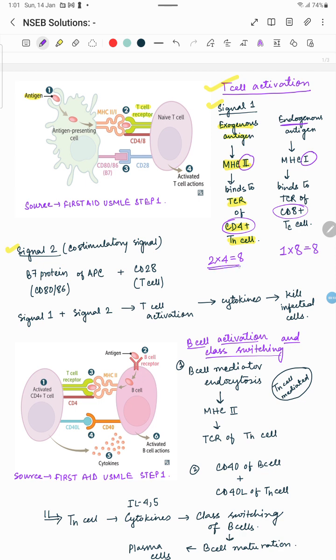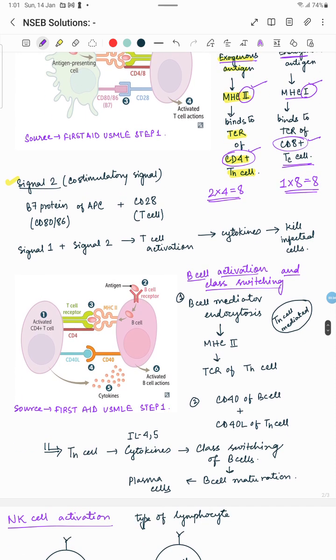So always this multiplication total will be 8. This is nothing but for our remembering purpose. That for the exogenous antigen, it binds to MHC2, activates the CD4 plus T helper cells. And for endogenous antigen, it is expressed through the MHC1, which binds to the CD8 plus cytotoxic T cells. Okay, done. So this is the signal 1.